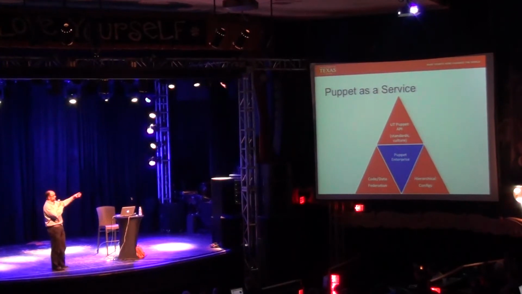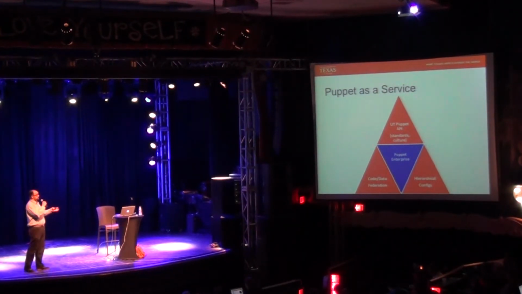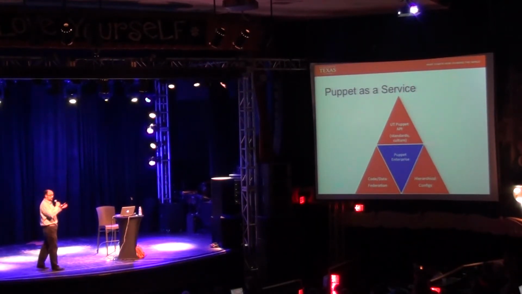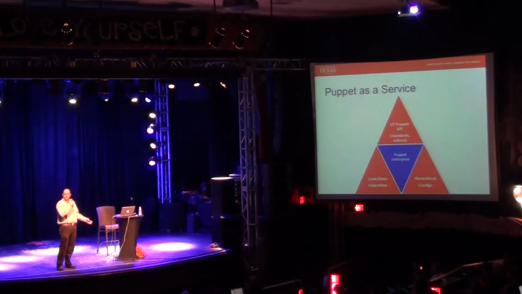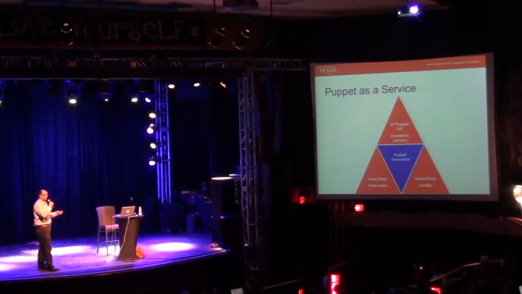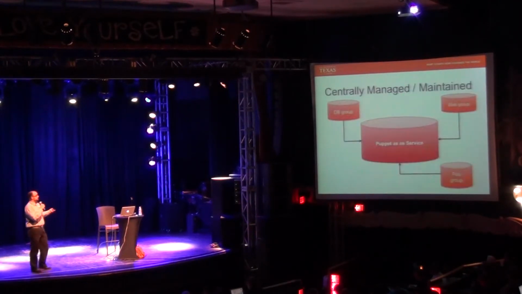And so we kind of built the other three triangles. I'll talk about these, but basically it was a UT Puppet API, which are standards and culture about using Puppet, code and data federation, and then hierarchical configuration. So taking that one at a time.